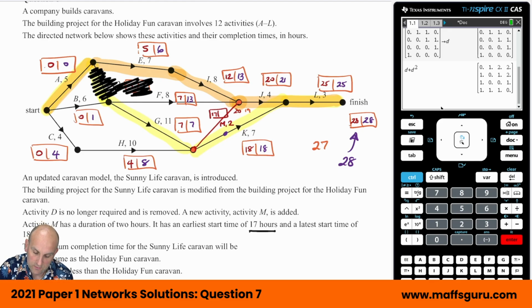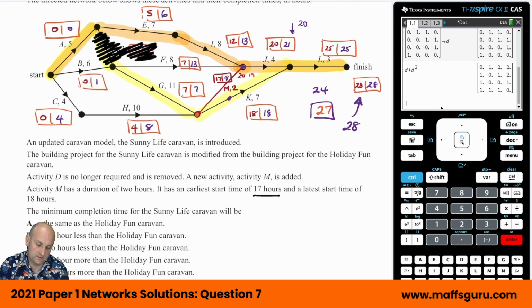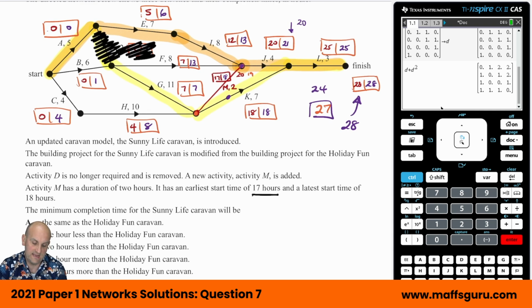So if I now go backwards with 27, 27 minus 3 gives me 24. So that's going to be 24 minus 4 gives me the 20. So that means that this value here would now become 20, which basically means that 20 minus 2 gives me the 18 in there. And so I'm fairly confident that that's where M is going to be. So having that suggests that because I'm putting that D out and M in, the completion time is going to be 1 hour less. B is the answer I believe it's going to be.